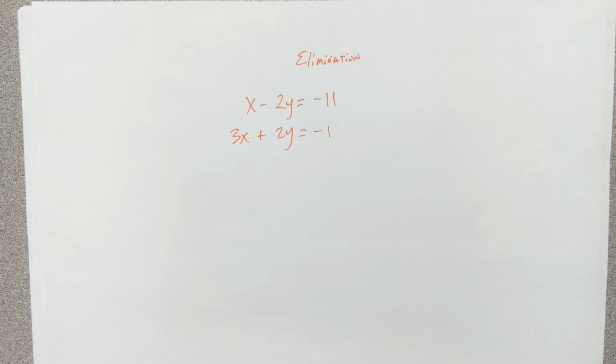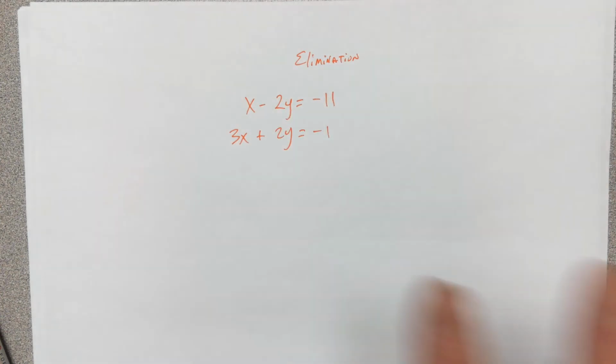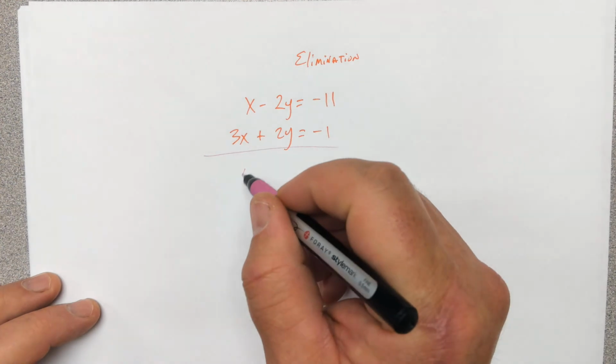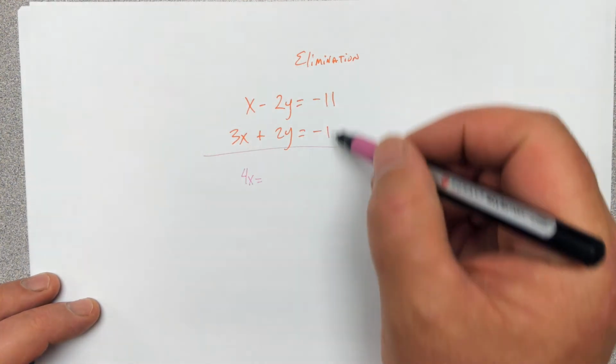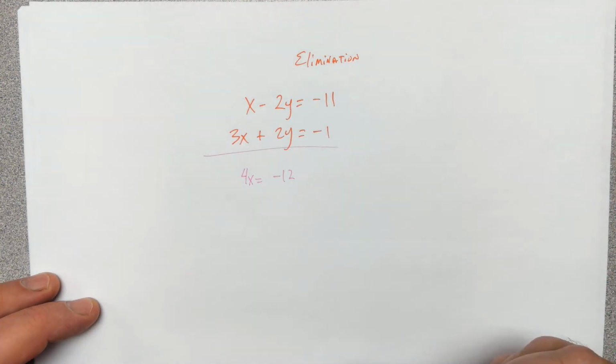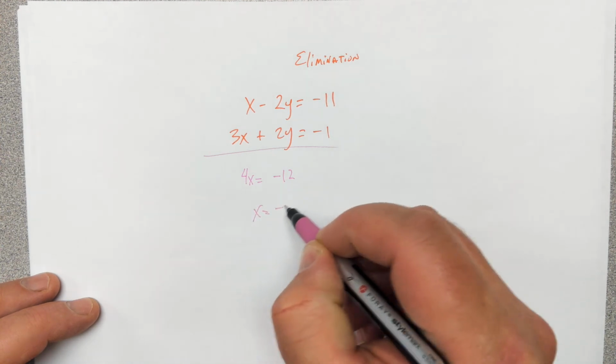Okay. So let's see what we got. Ready? They're already the same opposite number, right? So this one's easy. So 4x equals negative 12. So x equals negative 3.